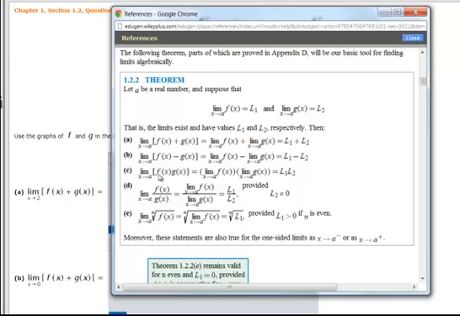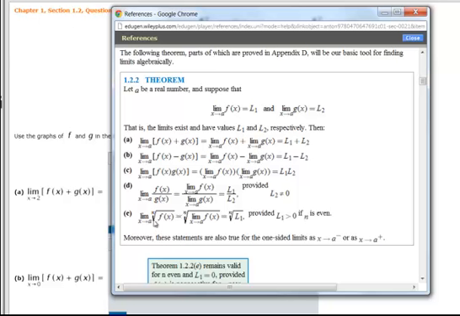Here, you can guess the product and quotient of limits is equal to the product of each of the individual limits. So the limit of the product equals the product of the limits, and the limit of the quotient is equal to the quotient of the limits, provided that the second limit is not equal to 0.